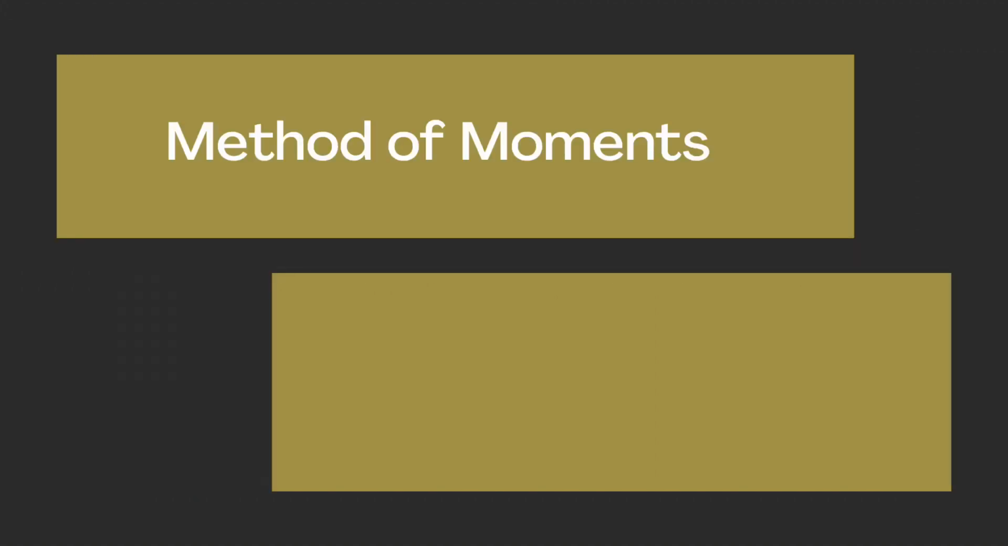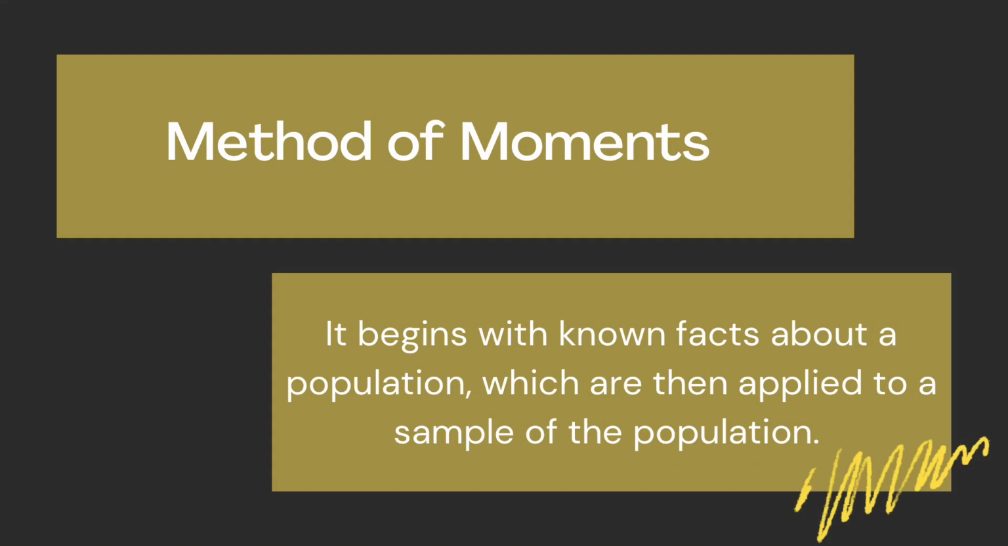First, method of moments. It begins with known facts about a population which are then applied to a sample of the population. The first step is to create equations that connect population moments to unknown parameters. The next step is to select a population sample from which to estimate the population moment.